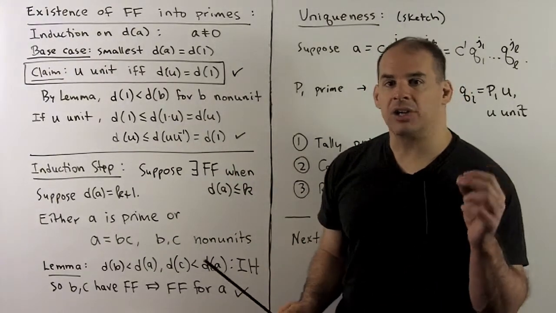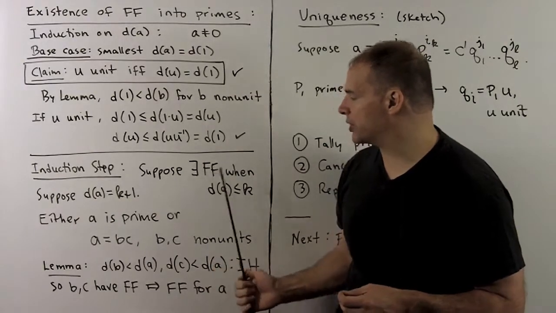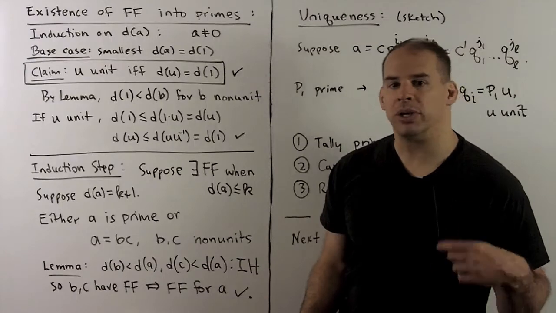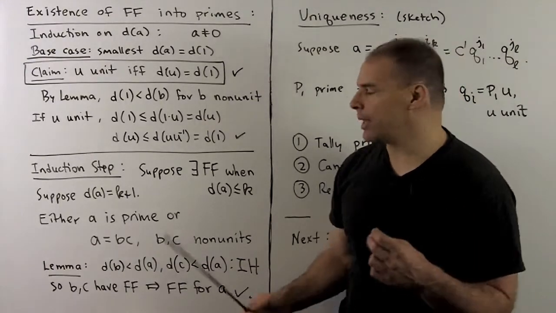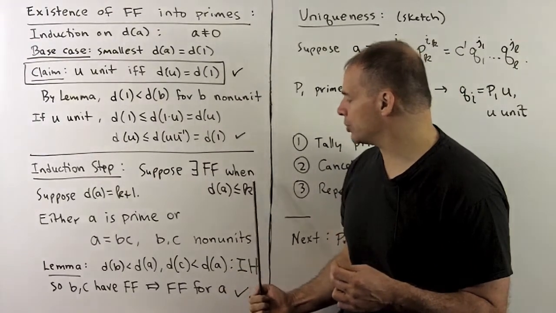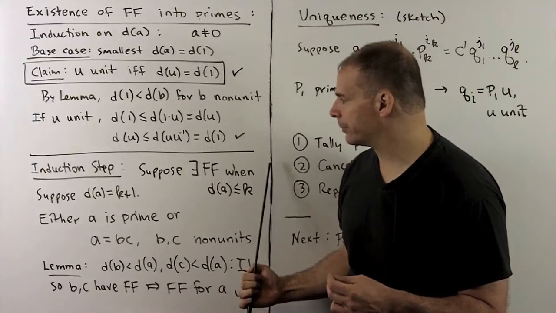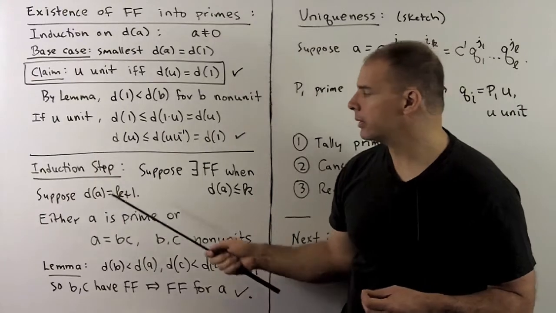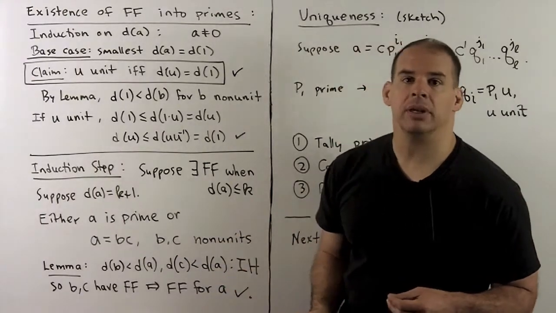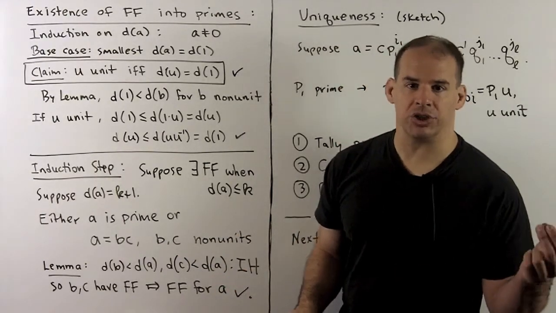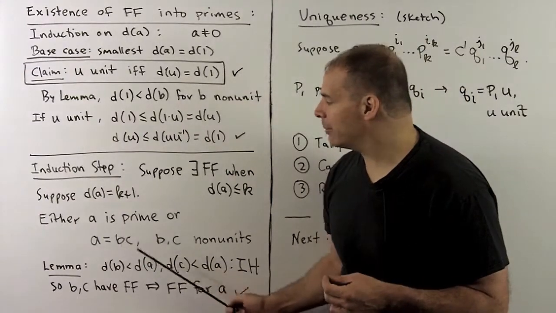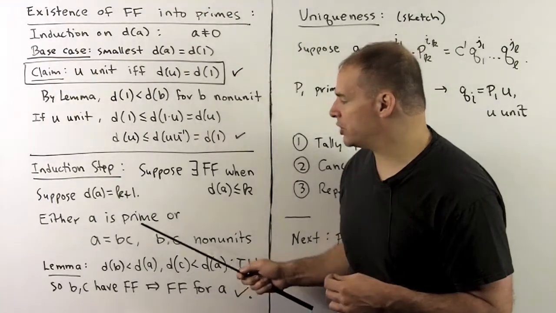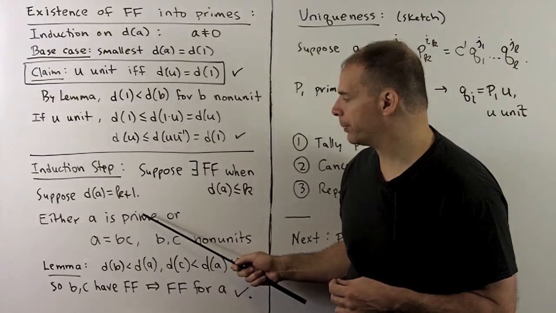Now, for the induction step, I'm going to suppose there exists a finite factorization when D of A is less than or equal to K. Here I'm using complete induction. I'm not just assuming a single statement, we're assuming a set of statements. We suppose D of A is equal to K plus 1. Then two things can happen. Either A is a prime and we're finished, or I can write A as B times C with B and C non-units. And here we're interchanging prime and irreducible.